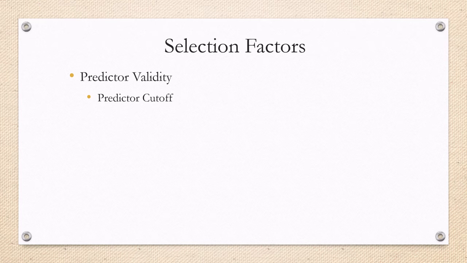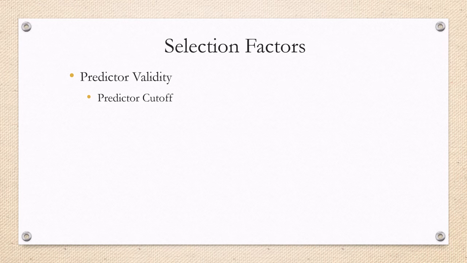Creating a predictor cutoff is when we pick a score on the predictor to differentiate between someone who passes and someone who doesn't. We can measure the value of this by comparing the average criterion score, the average performance score, of the selected individuals to the average performance scores of the total group.